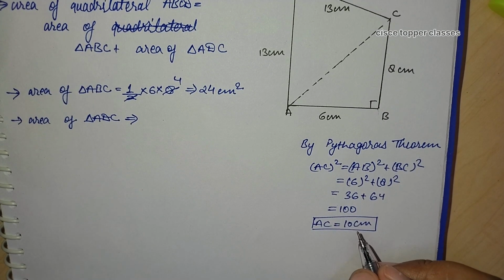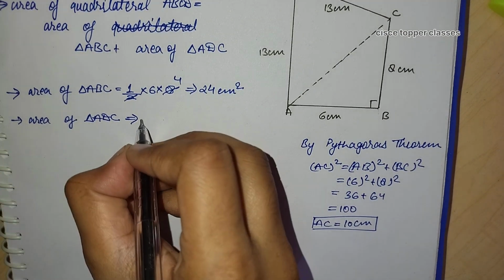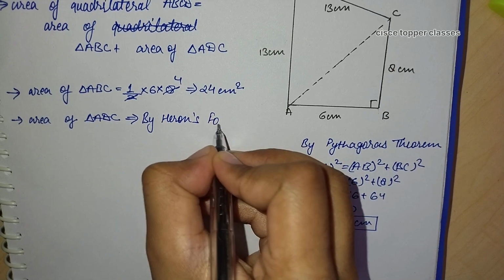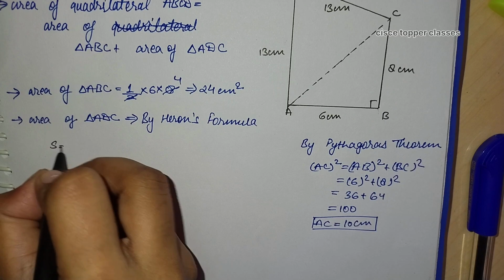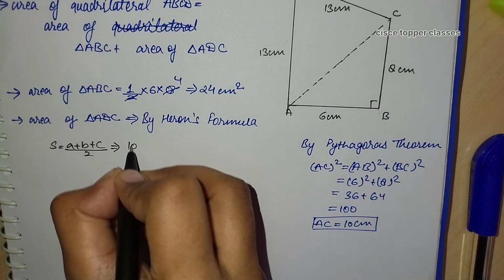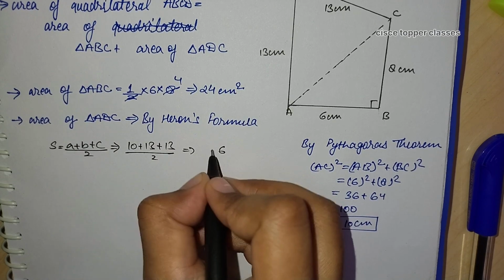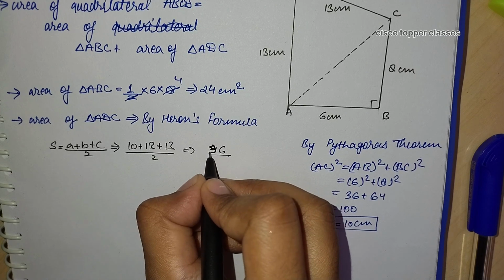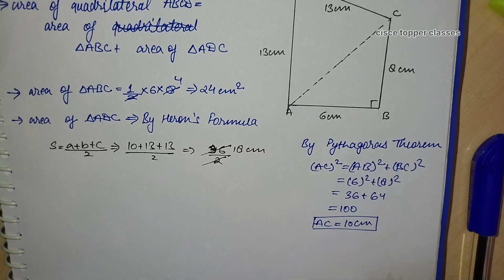Now we have to find the area of this triangle. For finding this, we will use Heron's formula. Firstly we will find the semi-perimeter. Semi-perimeter is a plus b plus c divided by 2. So 10 plus 13 plus 13 is 36, divided by 2. This will be cancelled out and we get 18 centimeter.